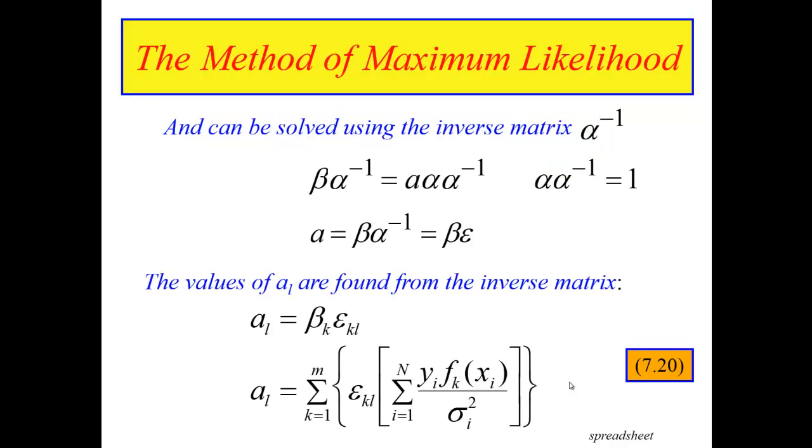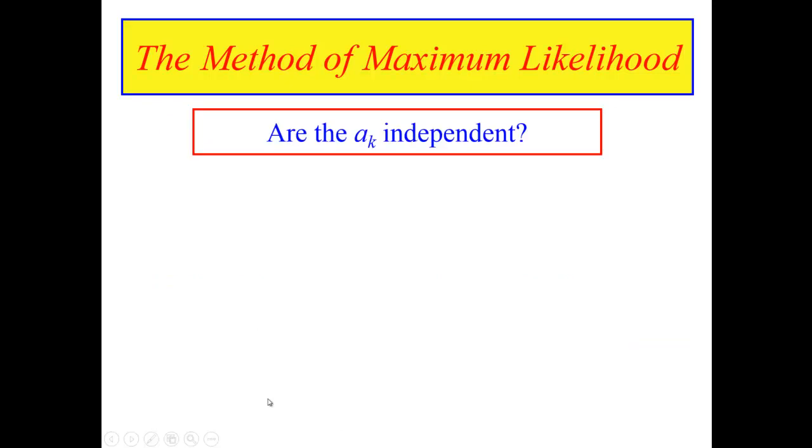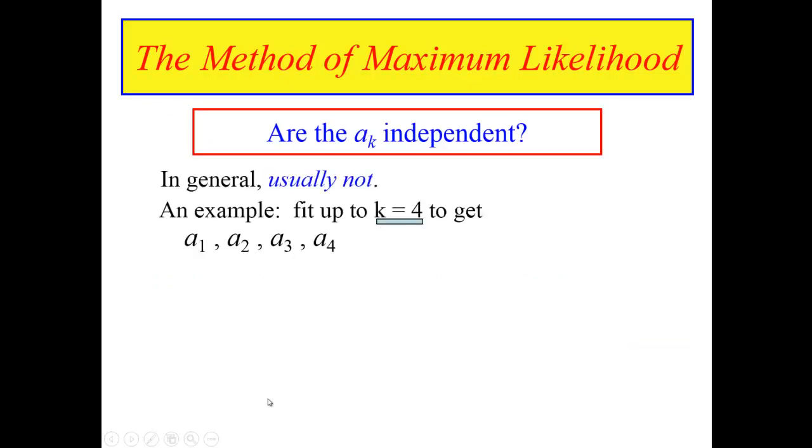Now a question: once we've determined each of these parameters that are in our fitting function, we want to know whether they're independent of one another. And in general, they're not. It actually would be quite unusual if they were independent, but let me just explain what I mean by this. Let's say that we had 4 terms in our fitting function, and we determined the fit using those 4 terms. We got A1, A2, A3, and A4.